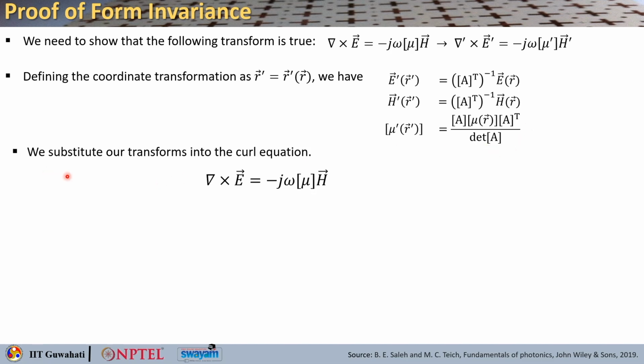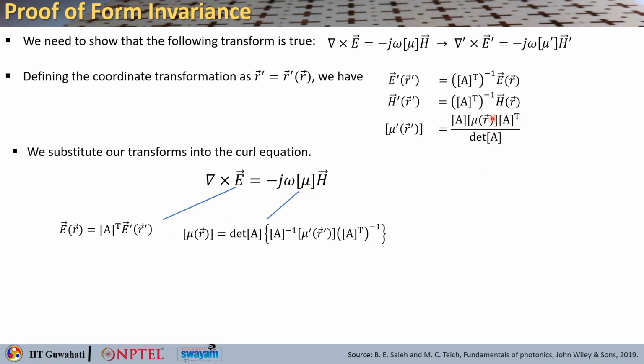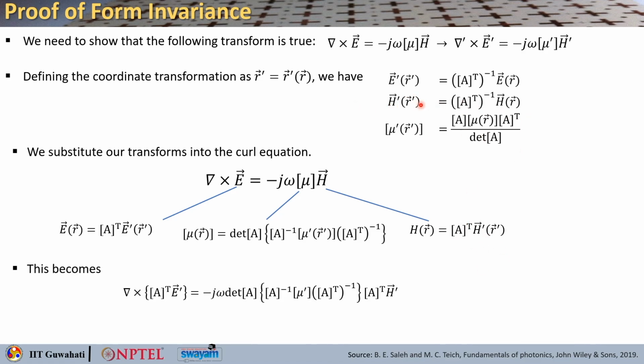Now, we substitute our transforms into this curl equation. So, now instead of E, you can write A transpose E prime of r prime. This mu can be written from here, which is nothing but determinant of A, and then you have A inverse mu prime of r prime into A transpose inverse, and H also you can write from here, it is nothing but A transpose into H prime of r prime.